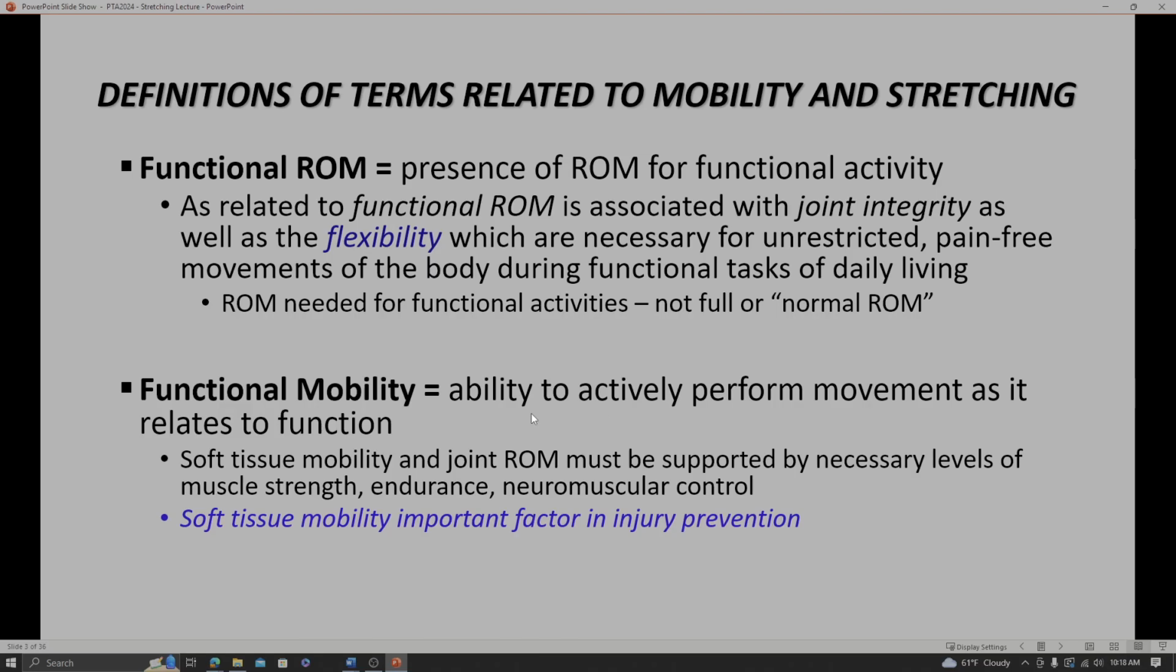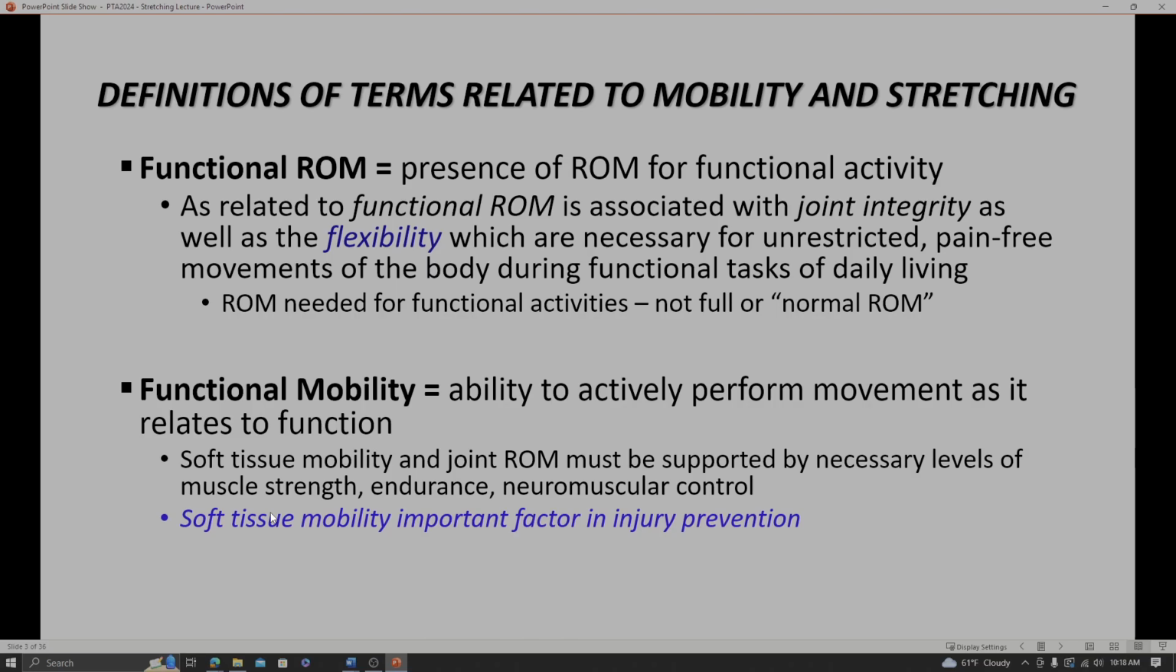Functional mobility is the ability to actively perform movement as it relates to the function, right? So this would include that the soft tissue mobility and joint range of motion have to be at necessary levels of both muscle strength, endurance, and neuromuscular control to engage in more complex tasks of functional mobilities, right? So it's not just enough to have the available functional range of motion. I need to now have all the other components, or a grouping of other components, that are necessary to complete a functional task, right?